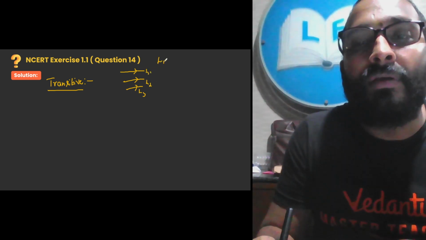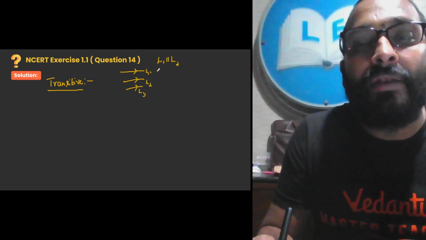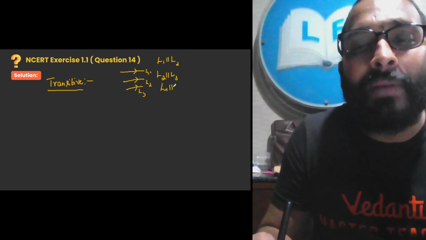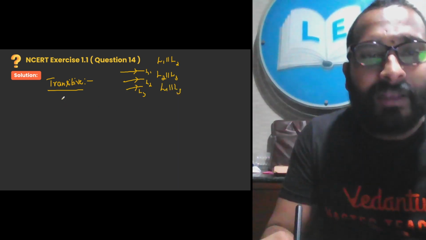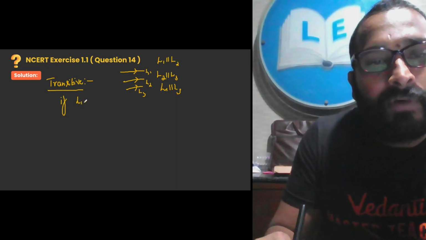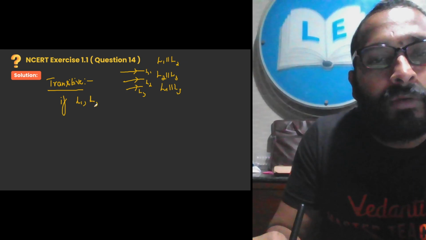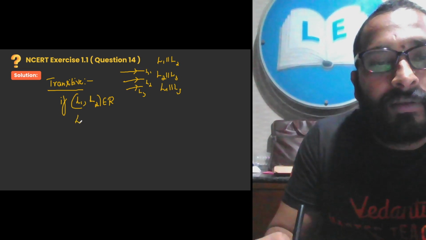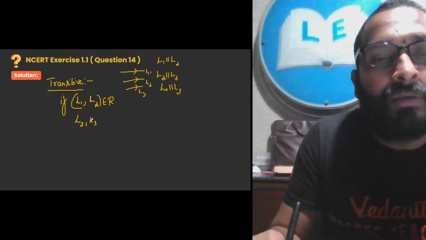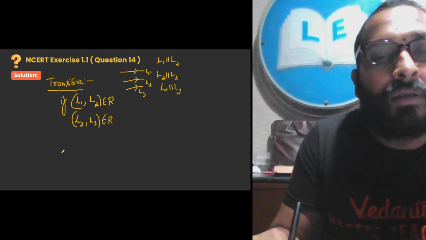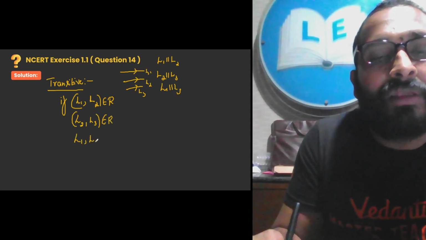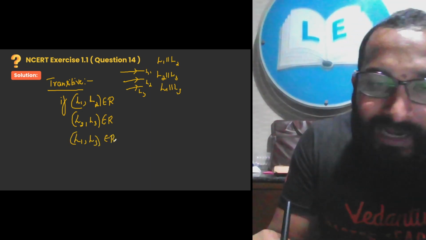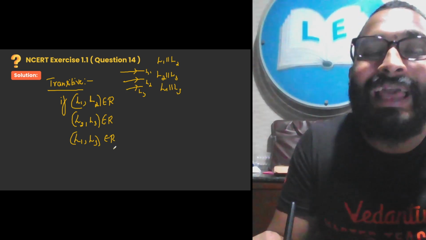If L1 is parallel to L2 and L2 is parallel to L3, then L1 should be parallel to L3, right children? True. So we can write: if (L1, L2) belongs to R and (L2, L3) belongs to R, then (L1, L3) also should belong to R, children. True, because if L1 is parallel to L2 and L2 is parallel to L3, then L1 should be parallel to L3. Children, very true.